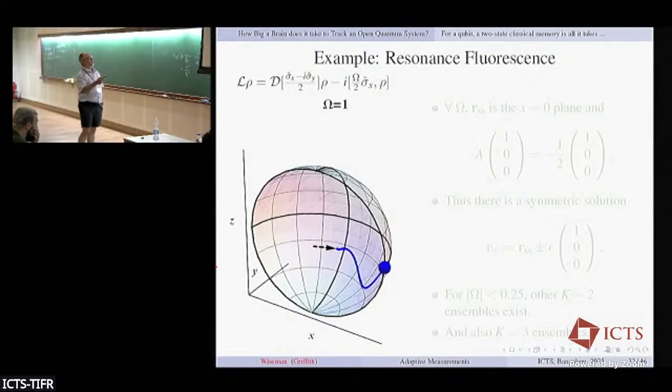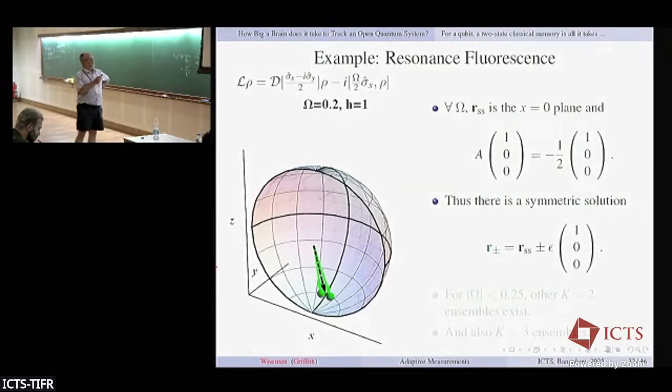My favorite example, always, is resonance fluorescence, so a damped atom with driving. This is just a picture of the master equation evolution. If I start at some pure state, the master equation evolution takes me towards a steady state which is internal to the Bloch sphere, on the x equals 0 plane. In this case, A has an eigenvector with an eigenvalue of -1/2, which is just a vector in the x direction.